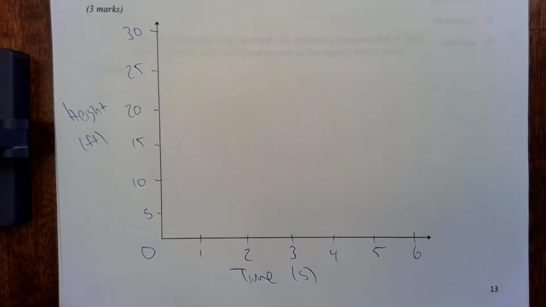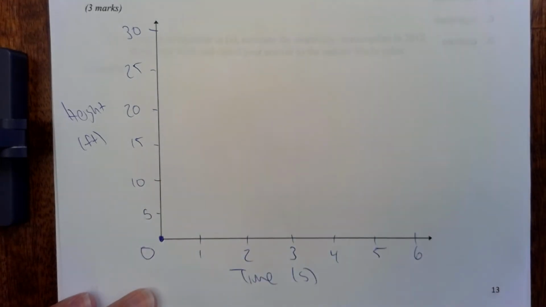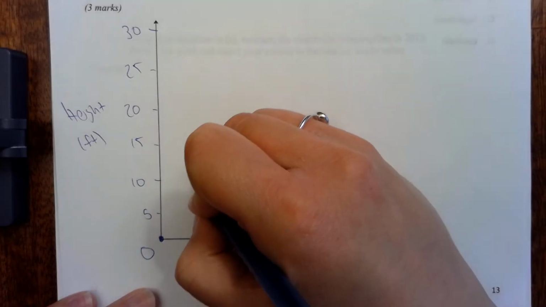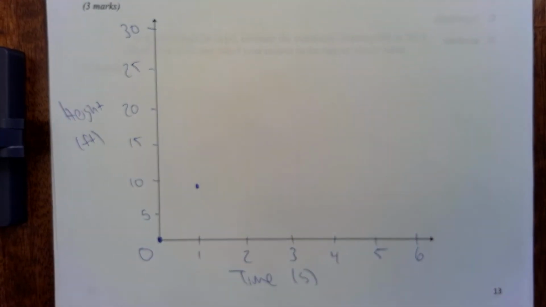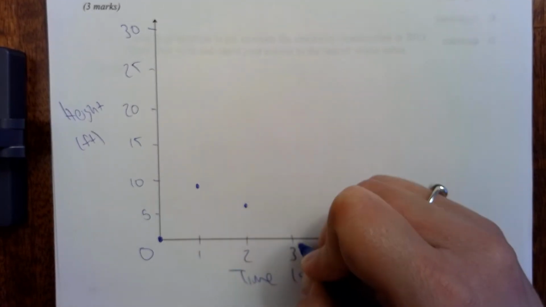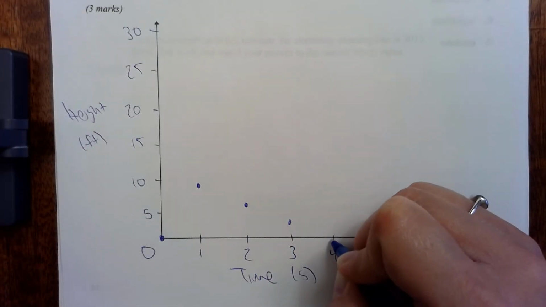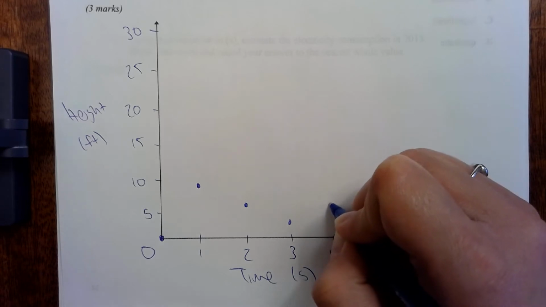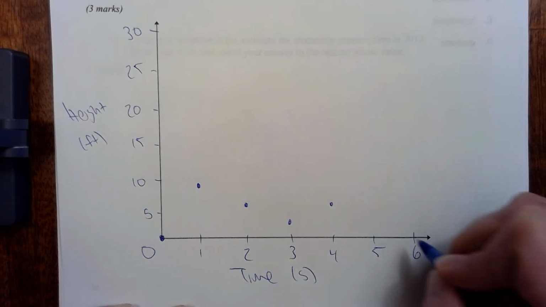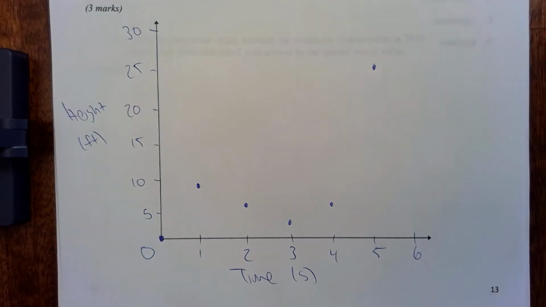Lastly, we're going to put some points on here. So time 0, height 0. Boom. Nice. Time 1, 9. Now it's not going to be perfect. I'm not going to use a ruler and try and like measure it out or anything like that. I'm just doing my best to put it in the general right area. 2 is 7. 3 is 3. 4 is 7 again. And 5 is 26. So it's not perfect, but it's good enough.